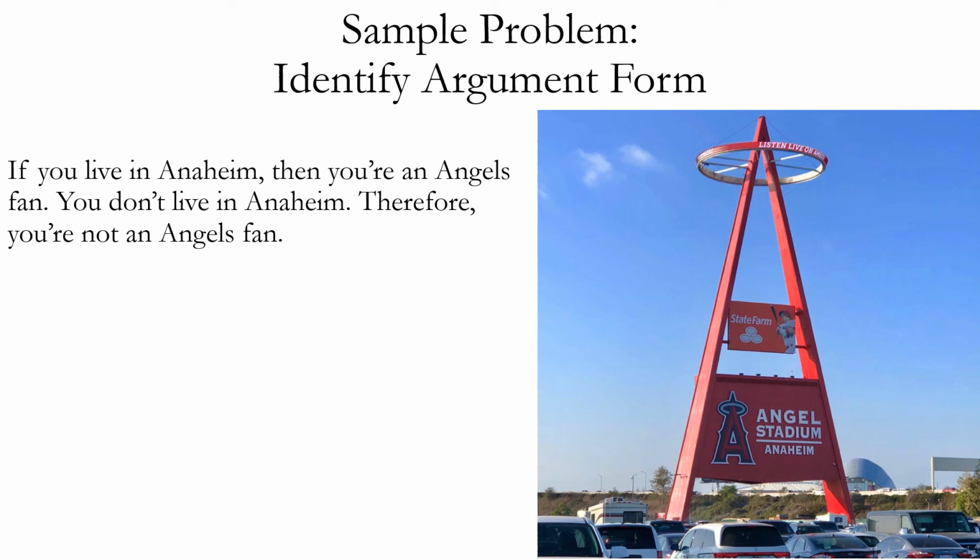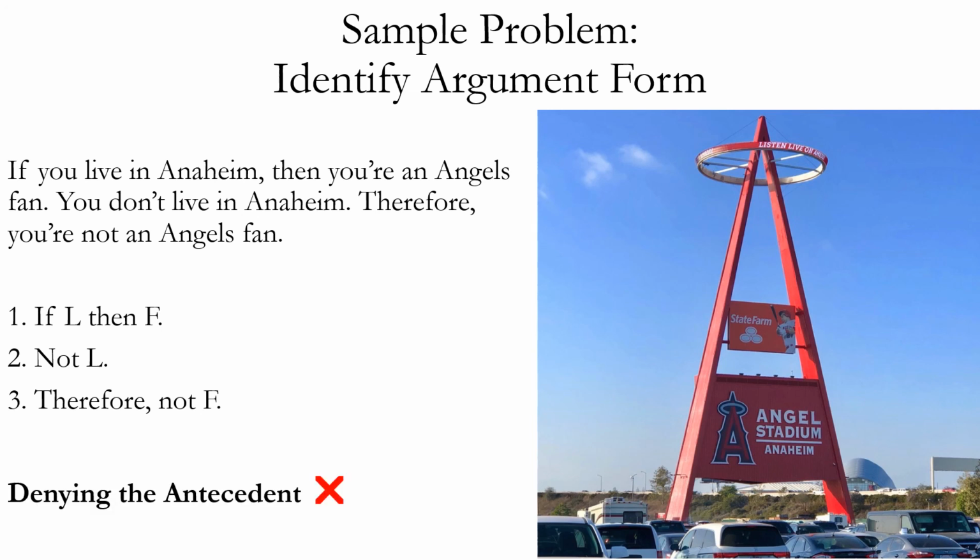Another sample problem. If you live in Anaheim, then you're an Angels fan. You don't live in Anaheim, therefore you're not an Angels fan. What is the general form of this argument? If L, then F. Not L, therefore not F. What argument form is this, and is it valid? This is denying the antecedent, so it is invalid.